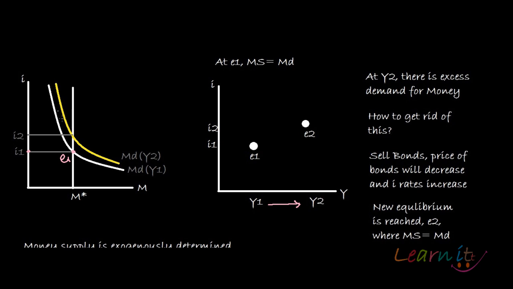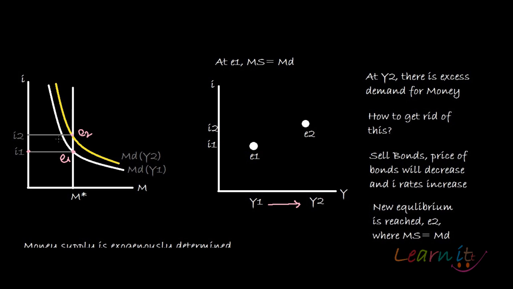And this is what has been shown by this yellow demand curve for money. For a given level of money supply, equilibrium is attained at point E2 with interest rate of I2. So what is happening here? At an interest rate of I1, now this is not that simple, the interest rate has increased. What has caused this? What has caused the interest rates to go up?